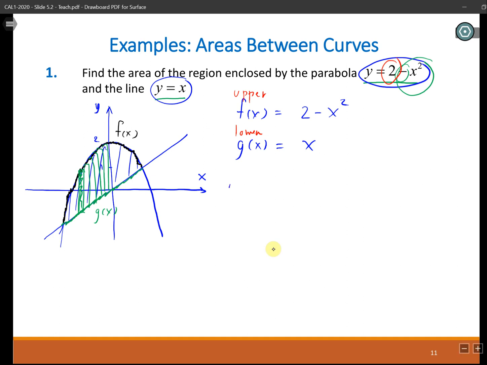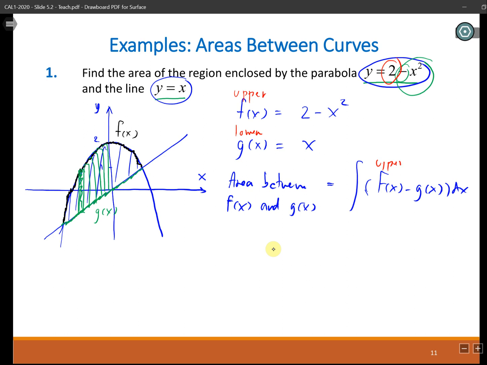So the area between f(x) and g(x) is going to be the integral of the first function, the upper function f(x), minus g(x), dx. Once again, upper and lower.